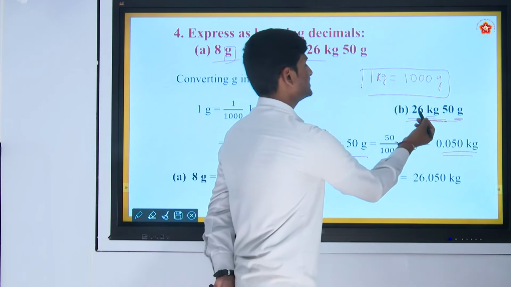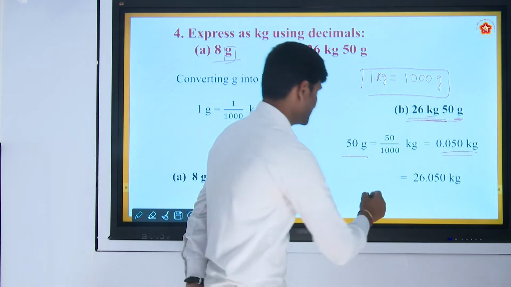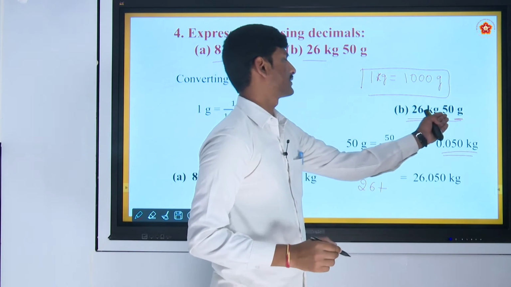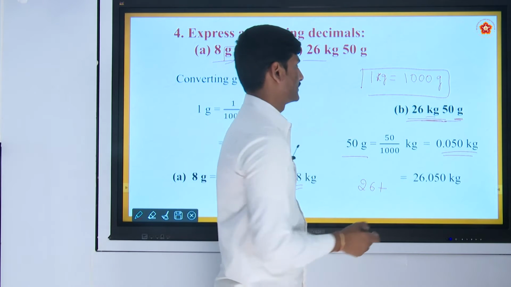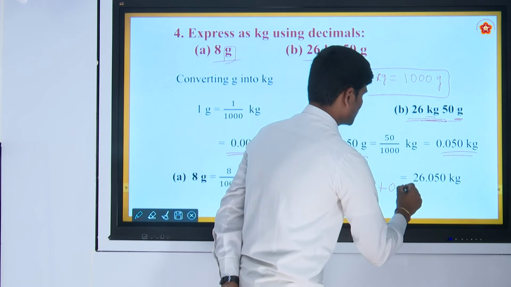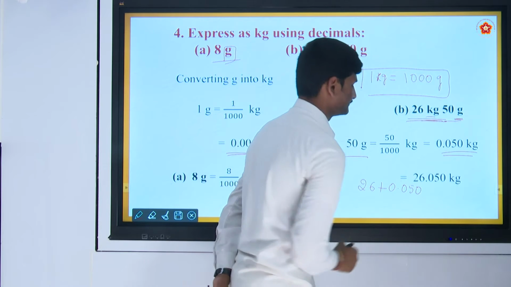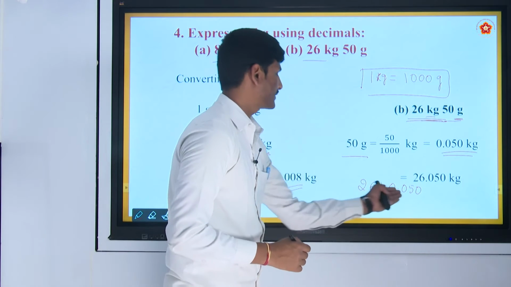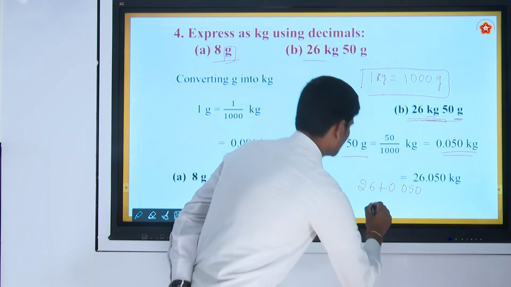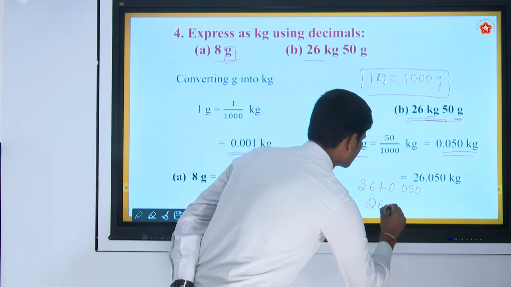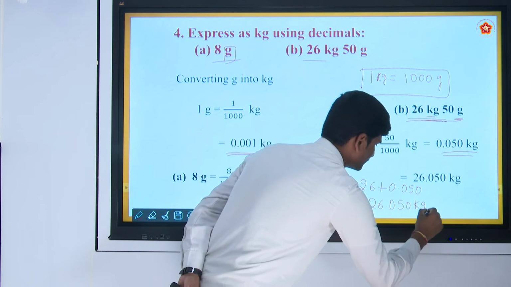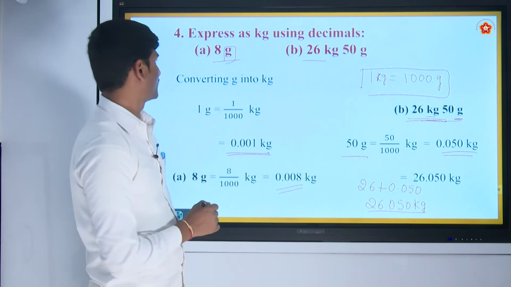But 26 kg, 50 gram means 26 plus. We convert gram to kg. Here 50 gram is equal to how many kgs? 0.050 kg. We add these two numbers, 26 plus 0.050, is 26.050 kg. Okay.